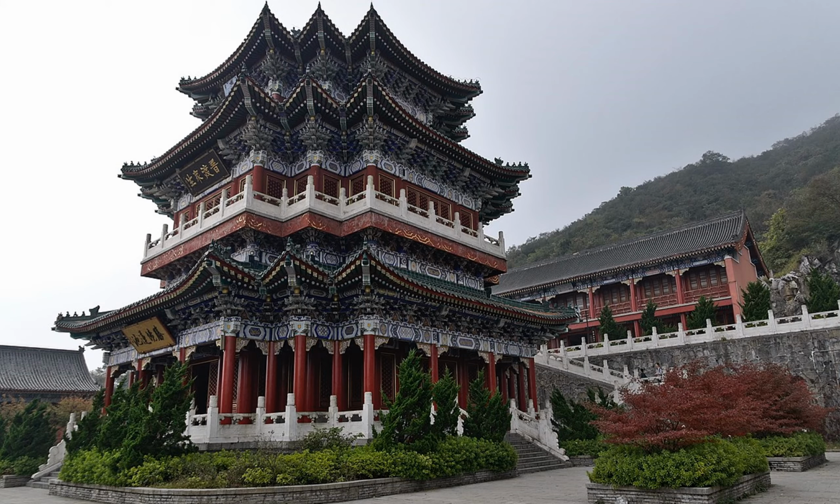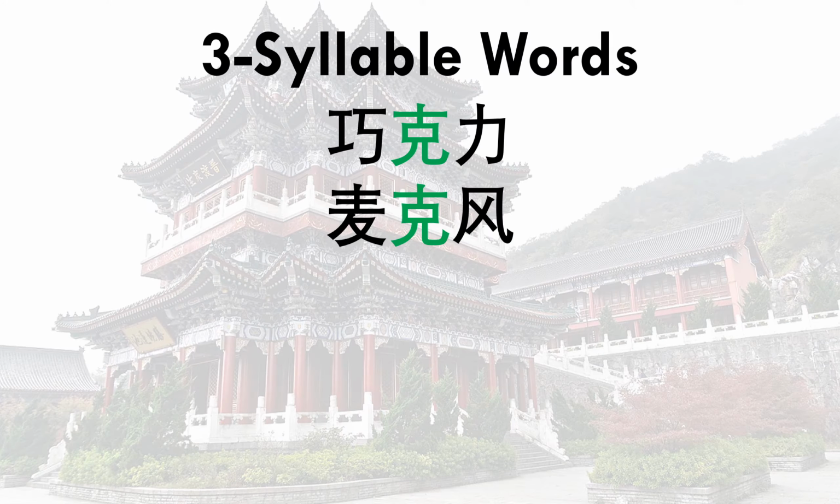So now moving on to the exceptions for the loanwords. For 3-syllable words, a lot of the time, if the middle syllable is a fourth tone, if it's falling, then you want to de-stress it. So it's not for everything. Some words don't do this, but the fourth tone tends to get de-stressed in this sort of environment. So 巧克力 means chocolate, and 麦克风 means microphone.